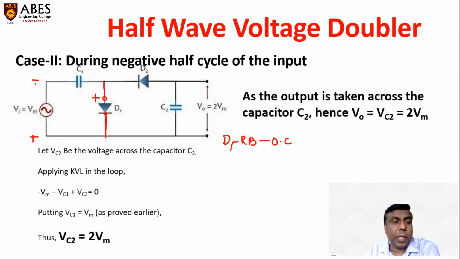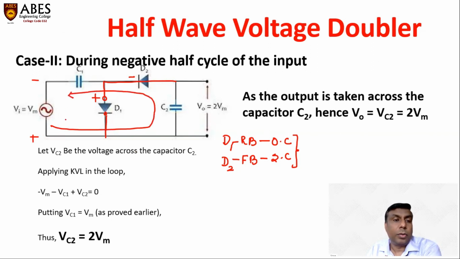Because the negative terminal of the input is connected to the negative terminal of diode D2, diode D2 will be forward biased. Therefore, it will behave like a short circuit. Now let's see the direction of current. As we know, the current flows from plus to minus, so the current will flow in this direction.